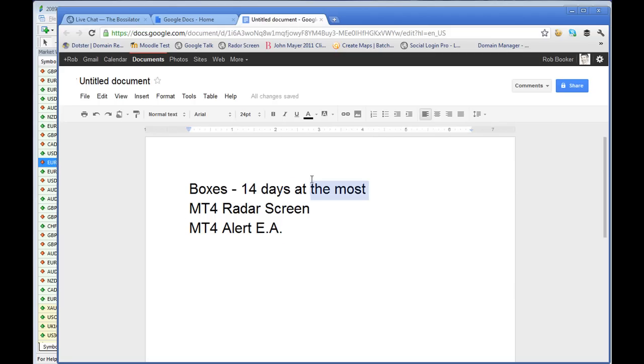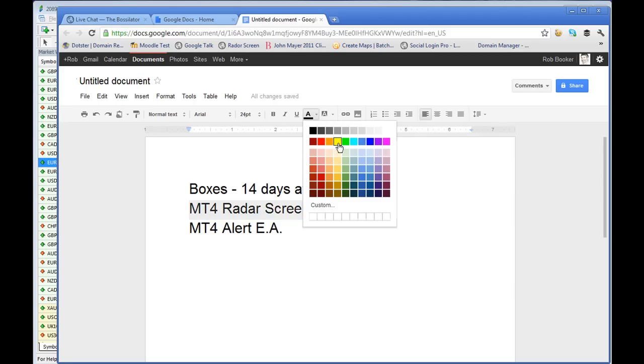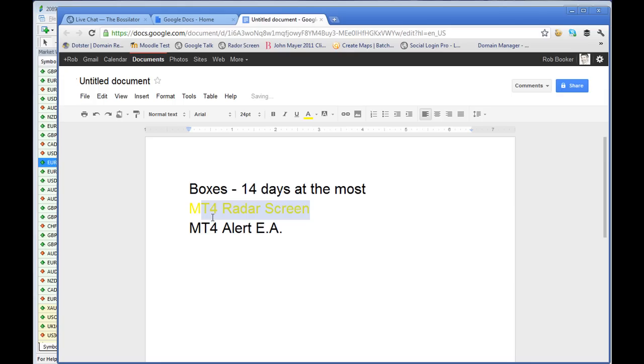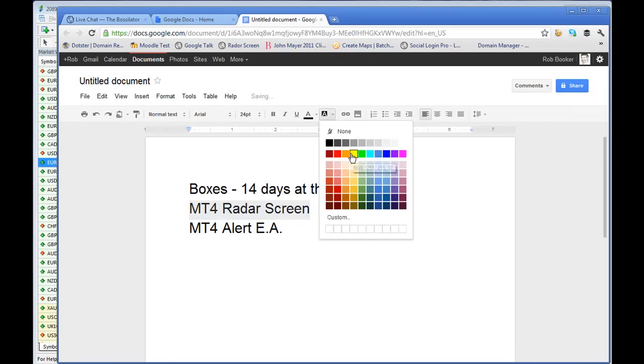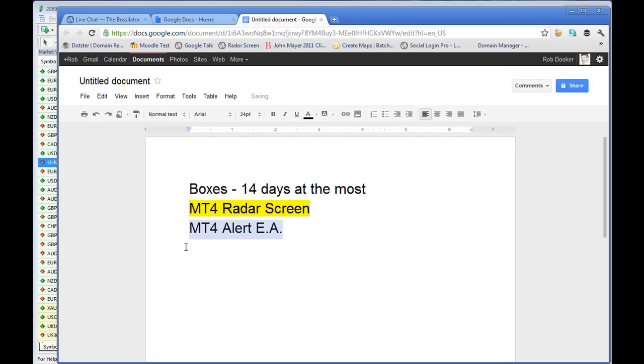The radar screen for MetaTrader will not be free. It's not mine. It won't be mine to give away for free. But it won't be expensive either. And it will have been tested and will come with some instructions and all of those types of things. The expert advisor that will send you an alert is absolutely free and carries no cost to you whatsoever.